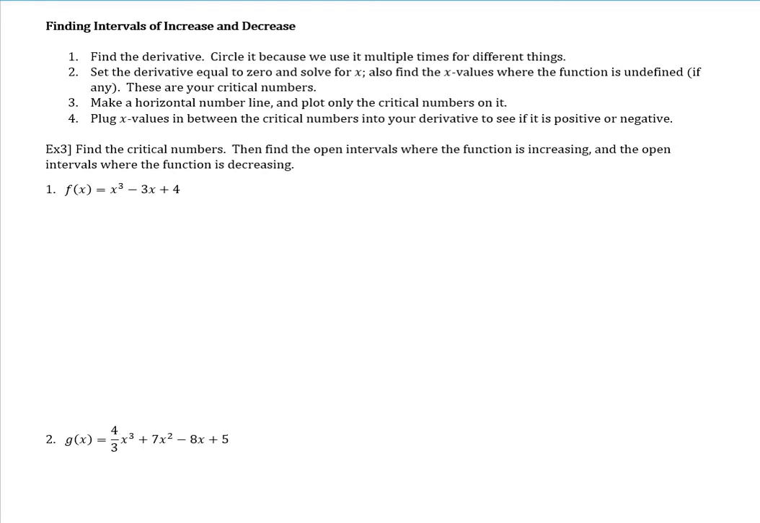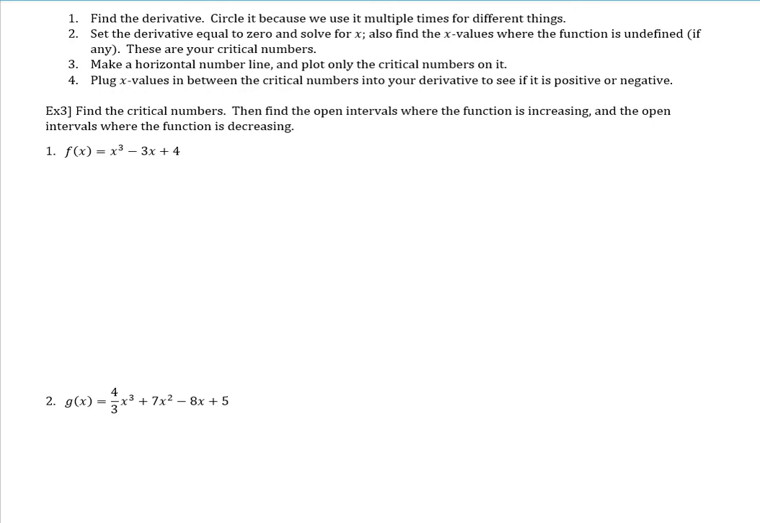Everyone, welcome to the video where we will be finding the intervals of increase and decrease of some polynomial functions using our derivative. All right, so here's our four-step process for it, but we'll break it down as we go. So in this example, it says find the critical numbers. Then we'll find the open intervals where the function is increasing and the open intervals where the function is decreasing.